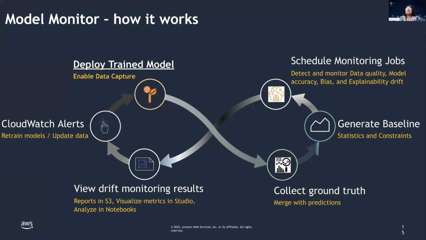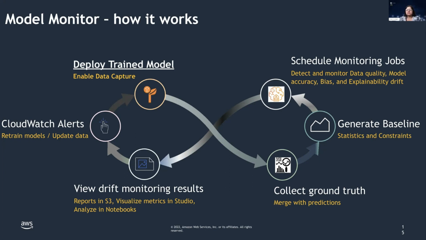And this data is something which is needed for the model quality monitoring. And that is the data that the customer, the user, will have to provide. And I'll explain a little bit more about that. The data quality monitoring does not need the ground truth labels. The model quality monitoring will need the ground truth labels.